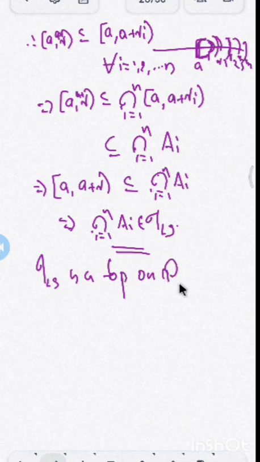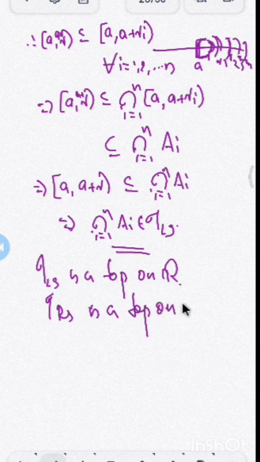In a similar way, we can prove that tau_RS is also a topology. So these are two semi-open interval topologies on the real line.